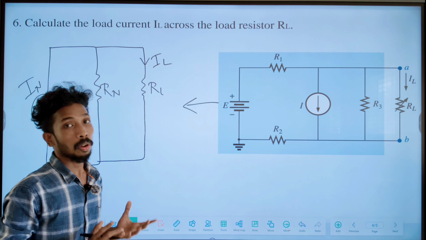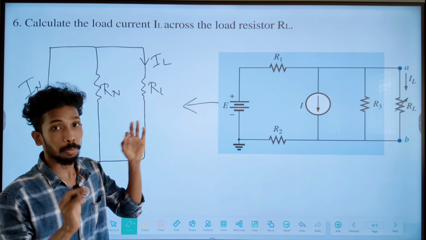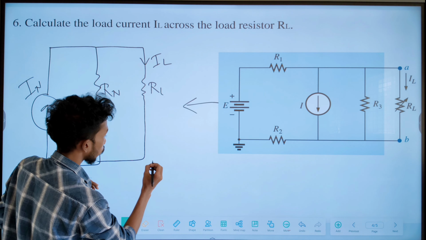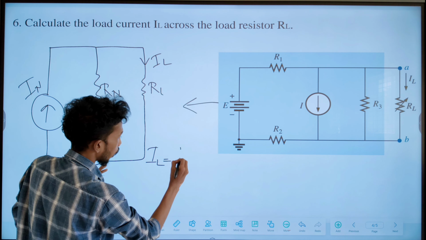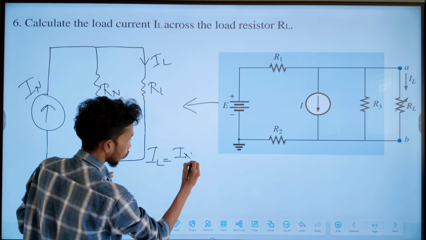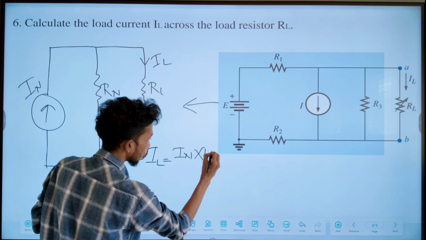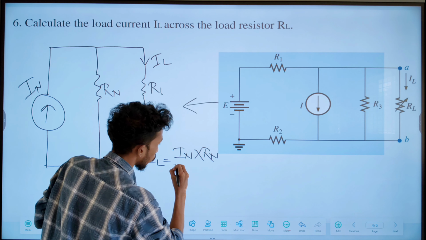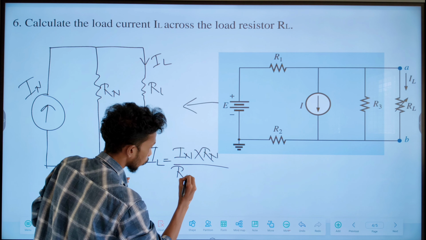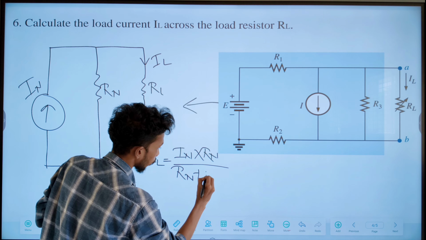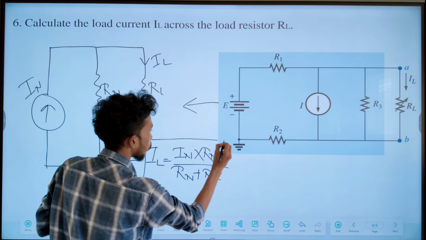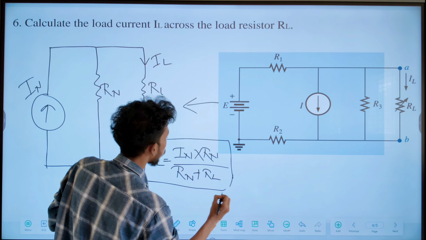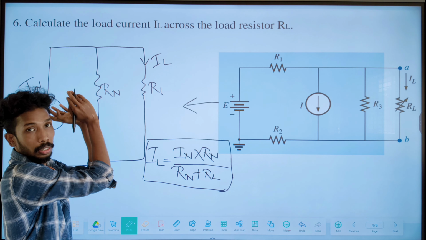If we go for the Norton formula to find the current, the simple formula we can write is IL is equal to IN multiplied by RN divided by RN plus RL. Okay, this is our Norton formula to find out what is the current flowing through this load resistor.